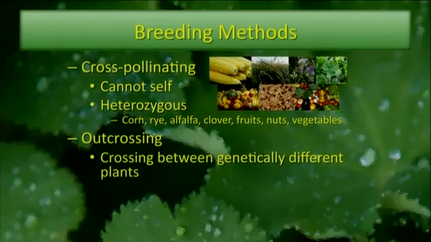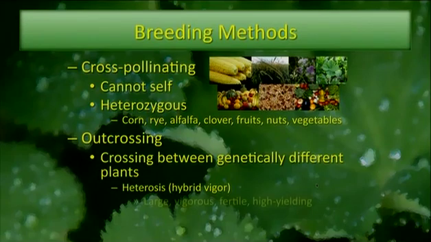What does that usually result in? That usually results in something called heterosis. Heterosis means hybrid vigor. It means the plants generally are larger than their parents, they're vigorous and healthy, they're fertile, and they're high yielding, or they make lots of fruits, lots of flowers, lots of grains.